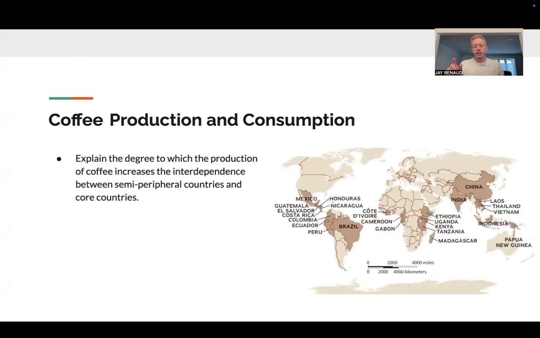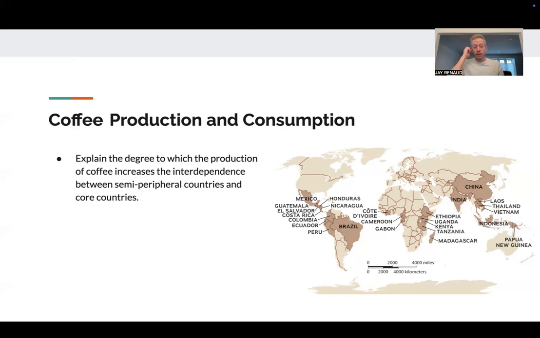Coffee production and consumption. You might want to pause this and write out this prompt as if you would an FRQ, right? With an explain, you need to have an example. For me, I say you need to write 3 to 4 sentences. And for an explain the degree, you've got to say to a high degree, to a moderate degree, or to a low degree, and then give your example.